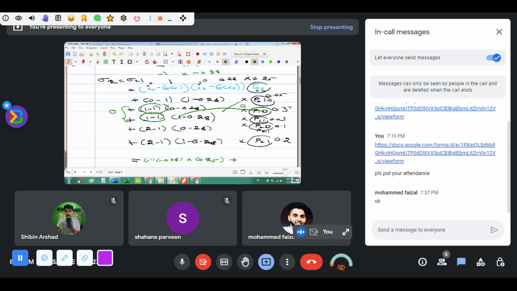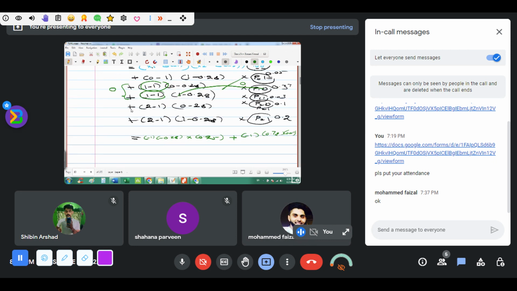Next, this one: 0 minus 1 is minus 1, and 1 minus 0.28 is 0.72, into 0.05. So next, we want to complete these 2. (2 minus 1) is 1, into minus 0.28, into 0.1.